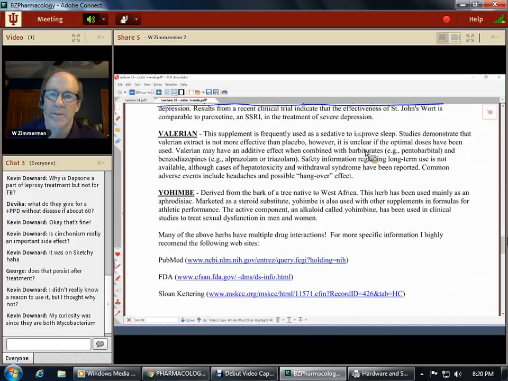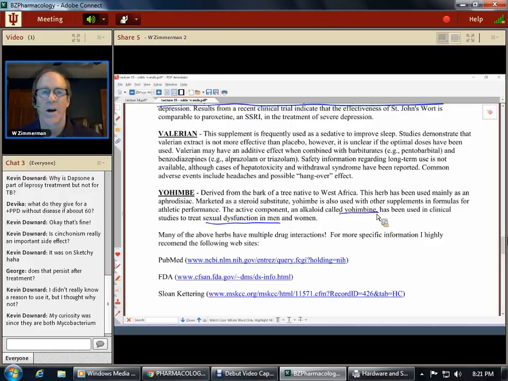Valerian, it's meant to be a sedative. There's something in that. The last one I always laugh at, Yohimbe. It's actually used to treat sexual dysfunction in men and in women, which I wasn't even aware of. But years ago, before we had Viagra at the VA, we had Yohimbe.